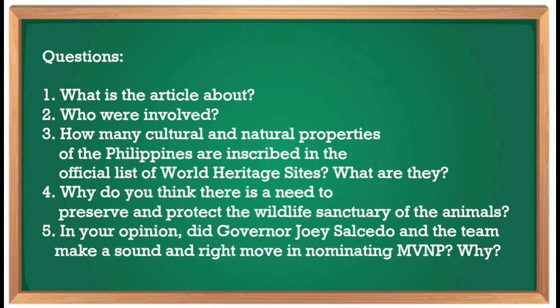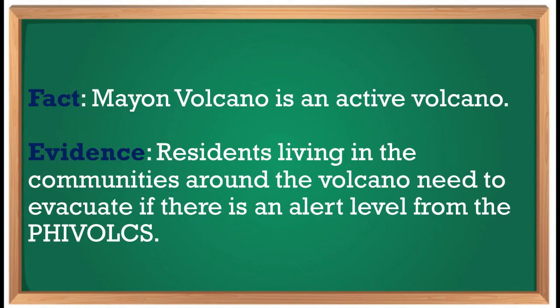For questions number 4 and number 5, you can give your own opinions. Now let's have an example of a fact and opinion about the Mayon volcano. Fact: Mayon volcano is an active volcano. How can we say that this is true? We have this evidence. Residents living in the communities around the volcano need to evacuate if there is an alert level from the PHIVOLCS.